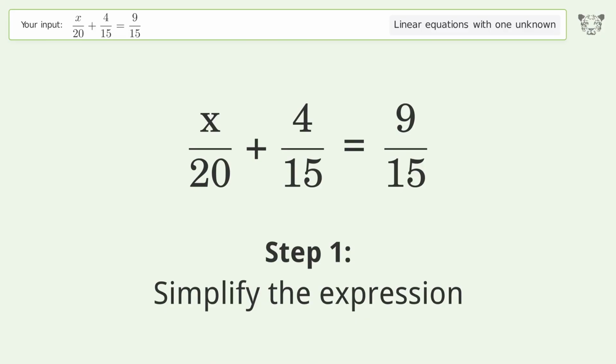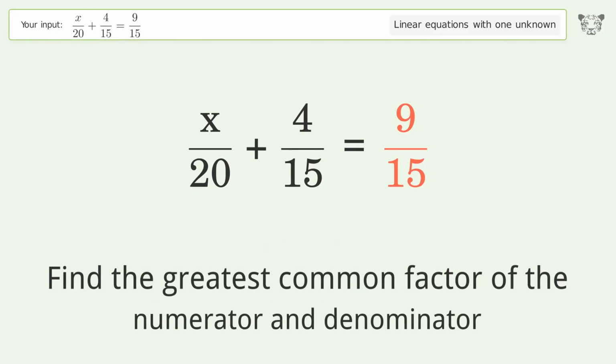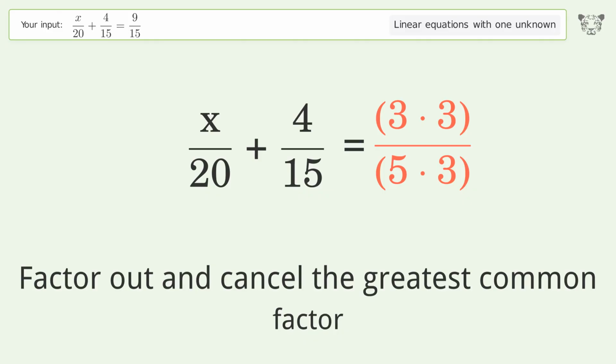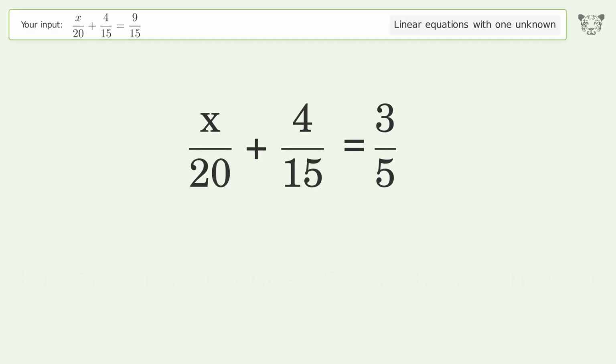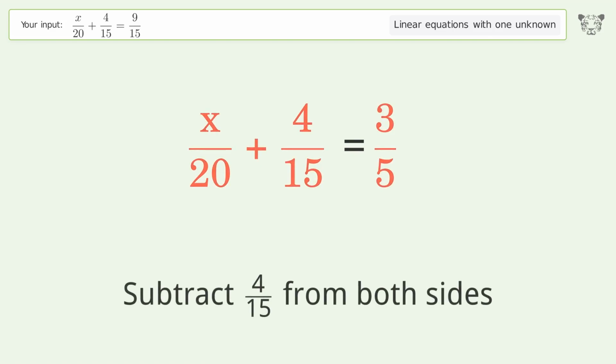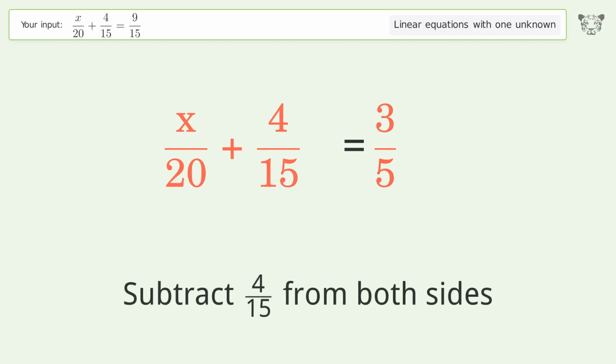Simplify the expression. Find the greatest common factor of the numerator and denominator. Factor out and cancel the greatest common factor. Group all constants on the right side of the equation. Subtract 4 over 15 from both sides.